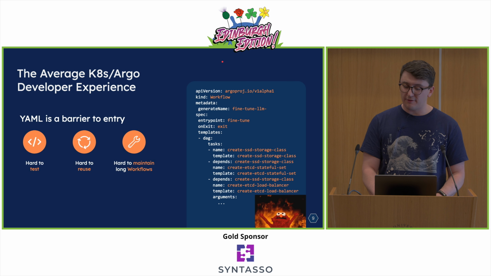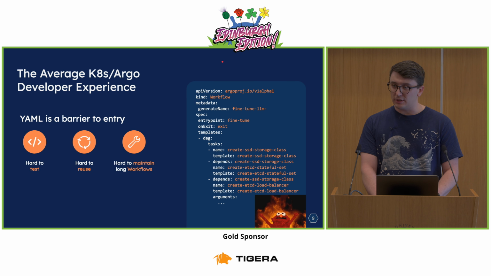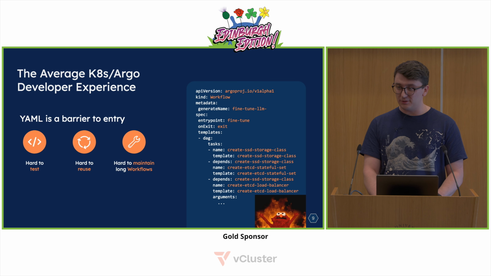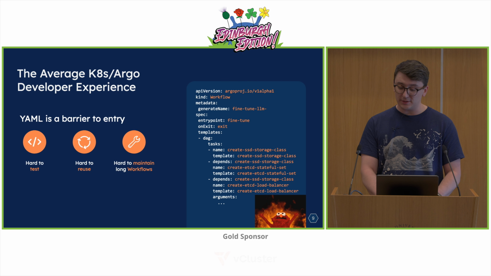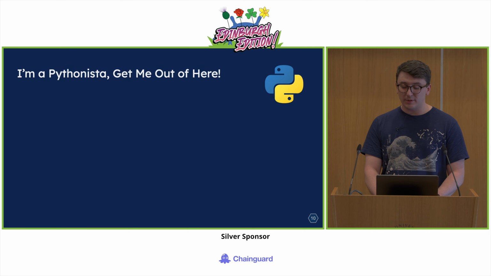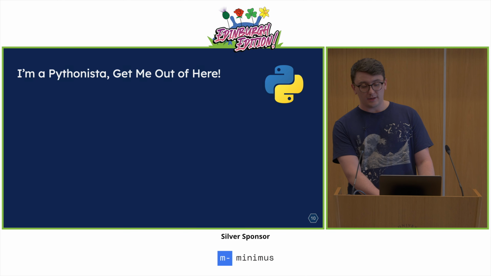So the average Argo developer experience is that you've written a YAML of 1,000 lines and you're just bogged down, it's hard to test, hard to reuse anything, and you just kind of get fed up with pull requests that make no sense. And you are thinking, I'm in the wrong place, why is he talking about YAML still?